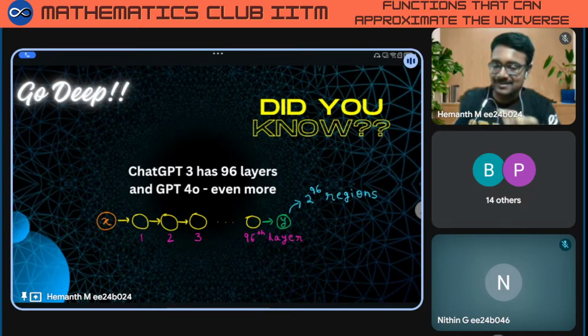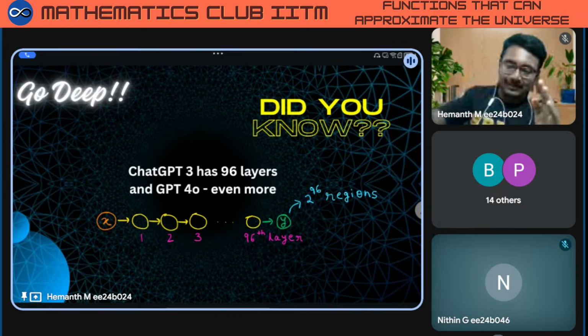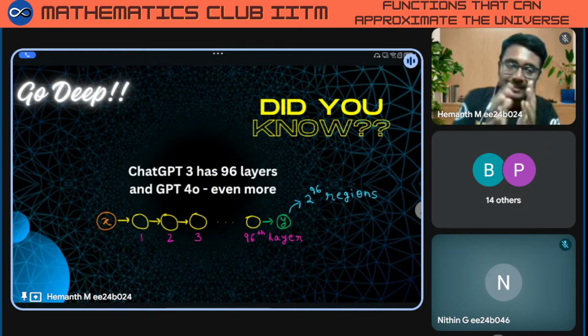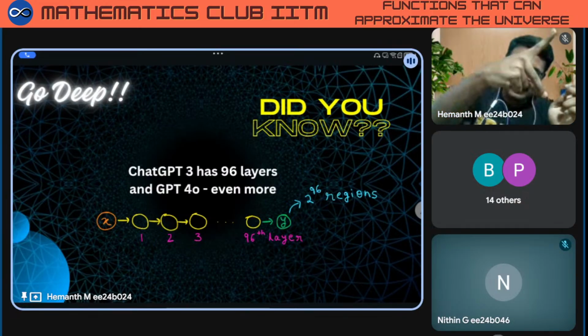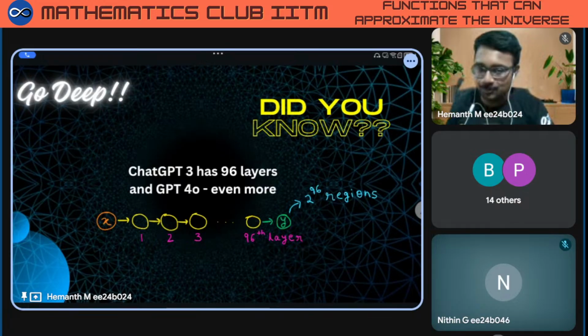Like the statement is, I just extended this into 100 neurons per layer, 96 layers. We saw that if you have just one neuron in every layer, then the input space is divided into 2 power 96 regions. So now what if you extend it some 100 times? The key thing to note here is that it is a fully connected network, meaning every neuron in every layer is connected to every neuron in the previous layer. So in this fully connected network, what is the total number of regions? Is it 2 power 100 times 2 power 96?